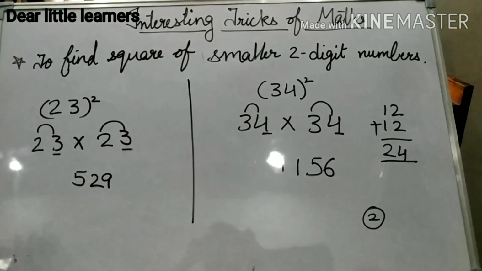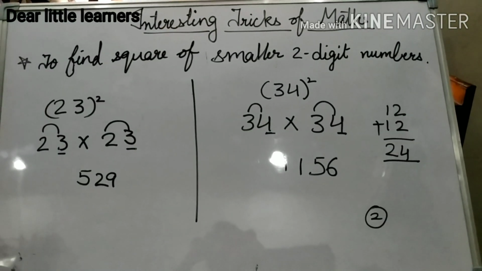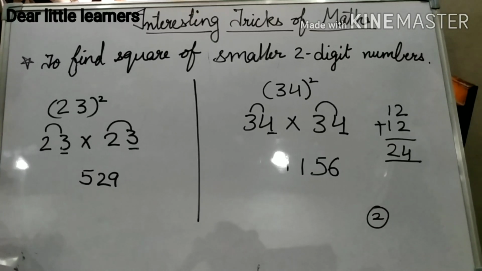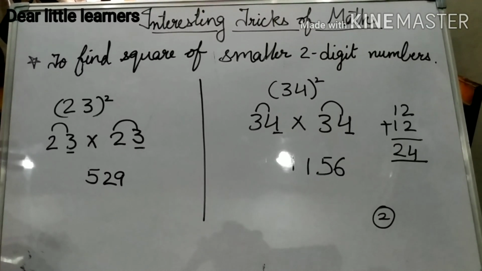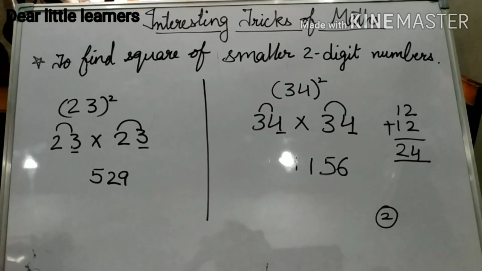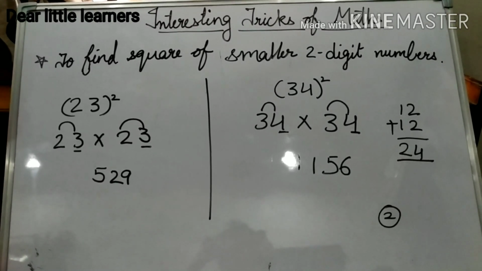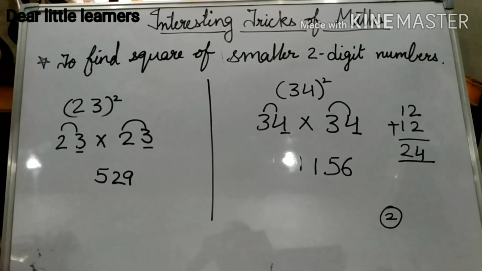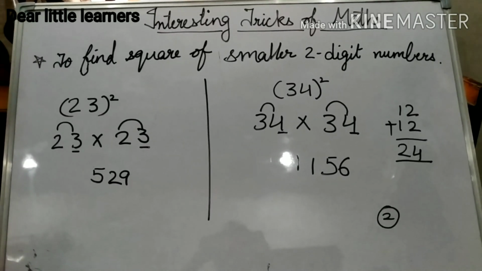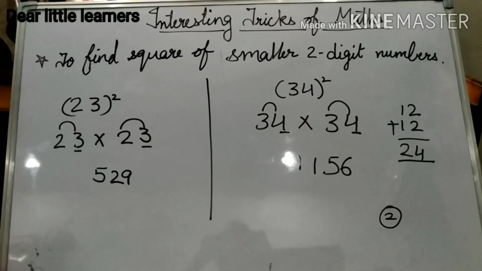Now children, the next trick which I am going to tell you is for finding the square of smaller 2-digit numbers. So here I have taken smaller numbers. I have already told you earlier my trick in which you can find the square of any 2-digit number. But here I am telling you the trick for finding the square of smaller 2-digit numbers.